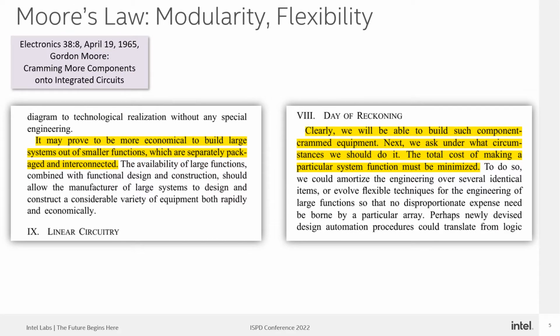Back in 1965, Gordon Moore, who was one of Intel's founders, said that it may prove to be more economical to build large systems out of smaller functions, which are separately packaged and interconnected. He then said that we will be able to build such component-crammed equipment. We ask under what circumstances we should do it. Essentially, the point I'm making is that in 1965, he predicted chiplets. Chiplets were going to happen. Finally, they are happening. And look at the vision of this person. I just wanted to make a point that chiplets have been proposed for a long time.